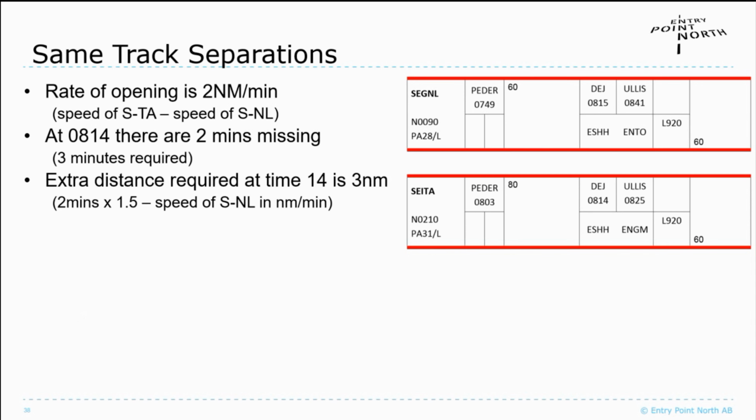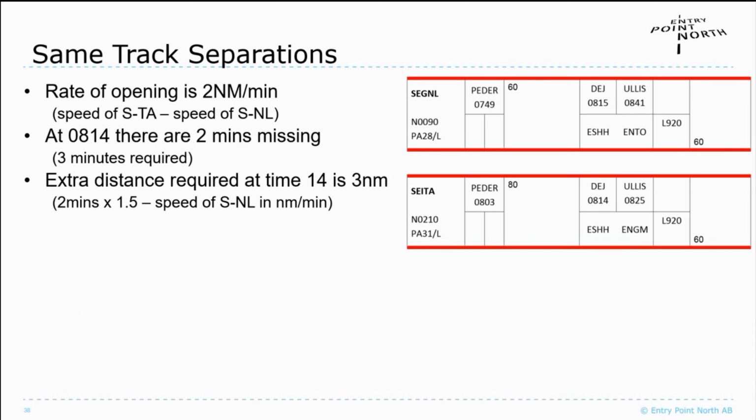And we can work this out by saying, okay, the speed of Sierra November Lima is 90 knots. It's 1.5 nautical miles per minute. And we need an extra 2 minutes of flying time. So if we convert that 2 minutes of flying time into a distance, it's 2 minutes times the 1.5 nautical miles per minute is 3 nautical miles. So we need an extra 3 nautical miles between these two aircraft.